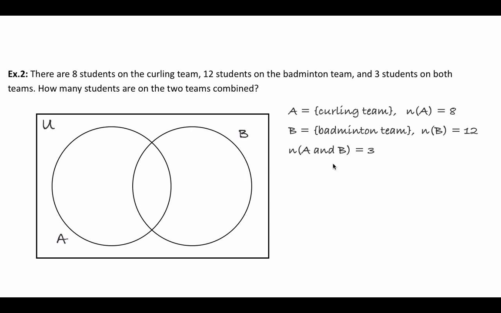So we've got the set A will be the people on the curling team, and we know the number in A is equal to 8.